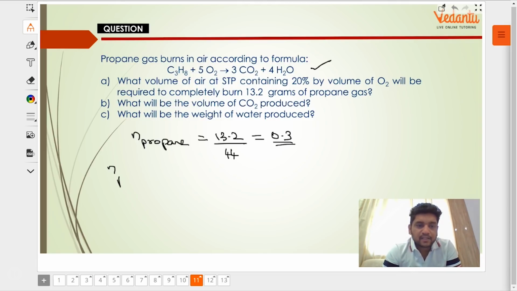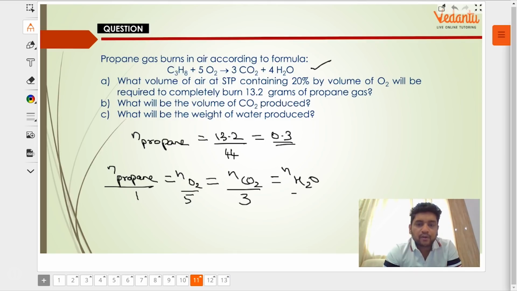Mole analysis equation is number of moles of propane divided by 1 should be equal to number of moles of O2 divided by 5 should be equal to number of moles of CO2 divided by 3 should be equal to number of moles of H2O divided by 4. Right? तो इसमें से what do we know this time? Number of moles of propane is 0.3. ठीक है, तो 0.3 divided by 1 should be equal to number of moles of O2 by 5, number of moles of CO2 by 3 and number of moles of H2O divided by 4.